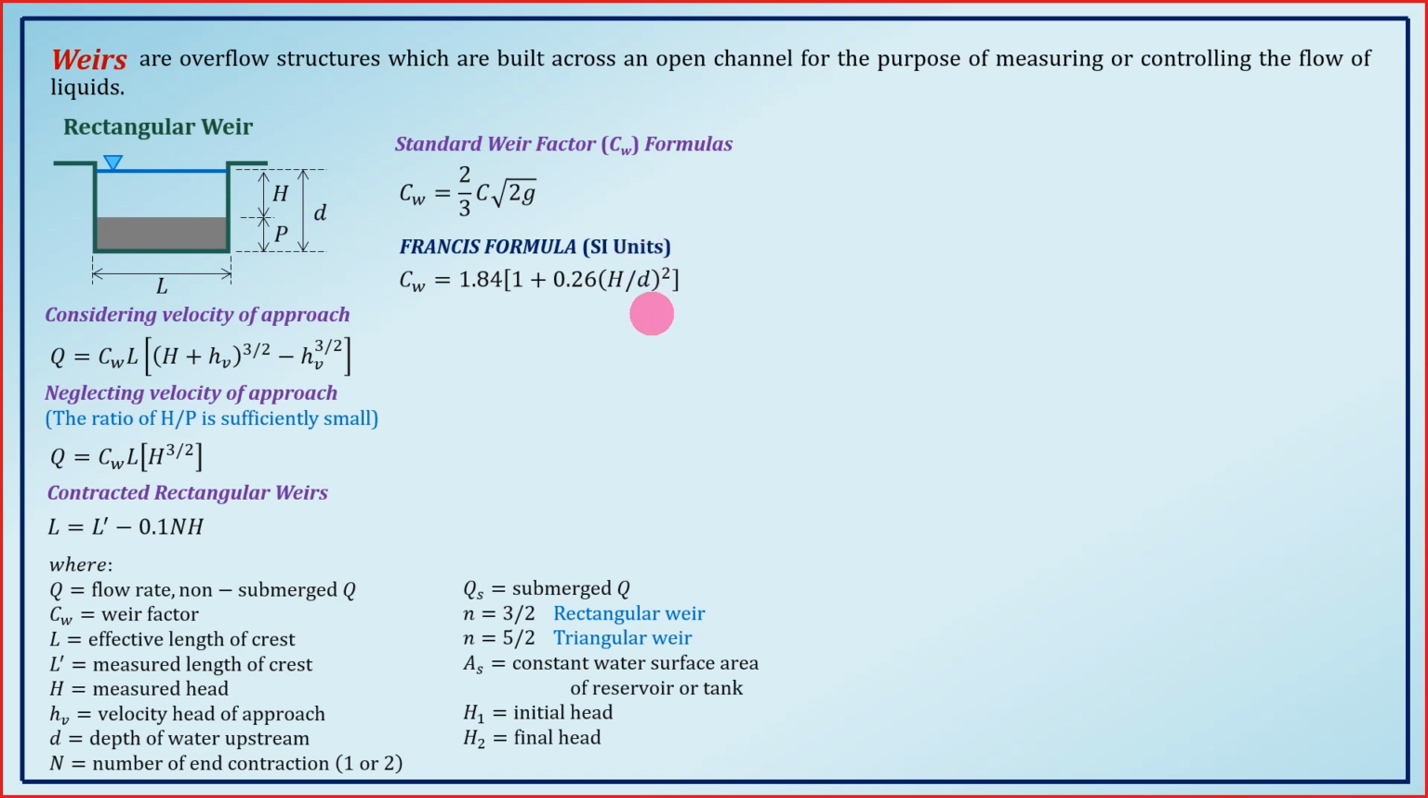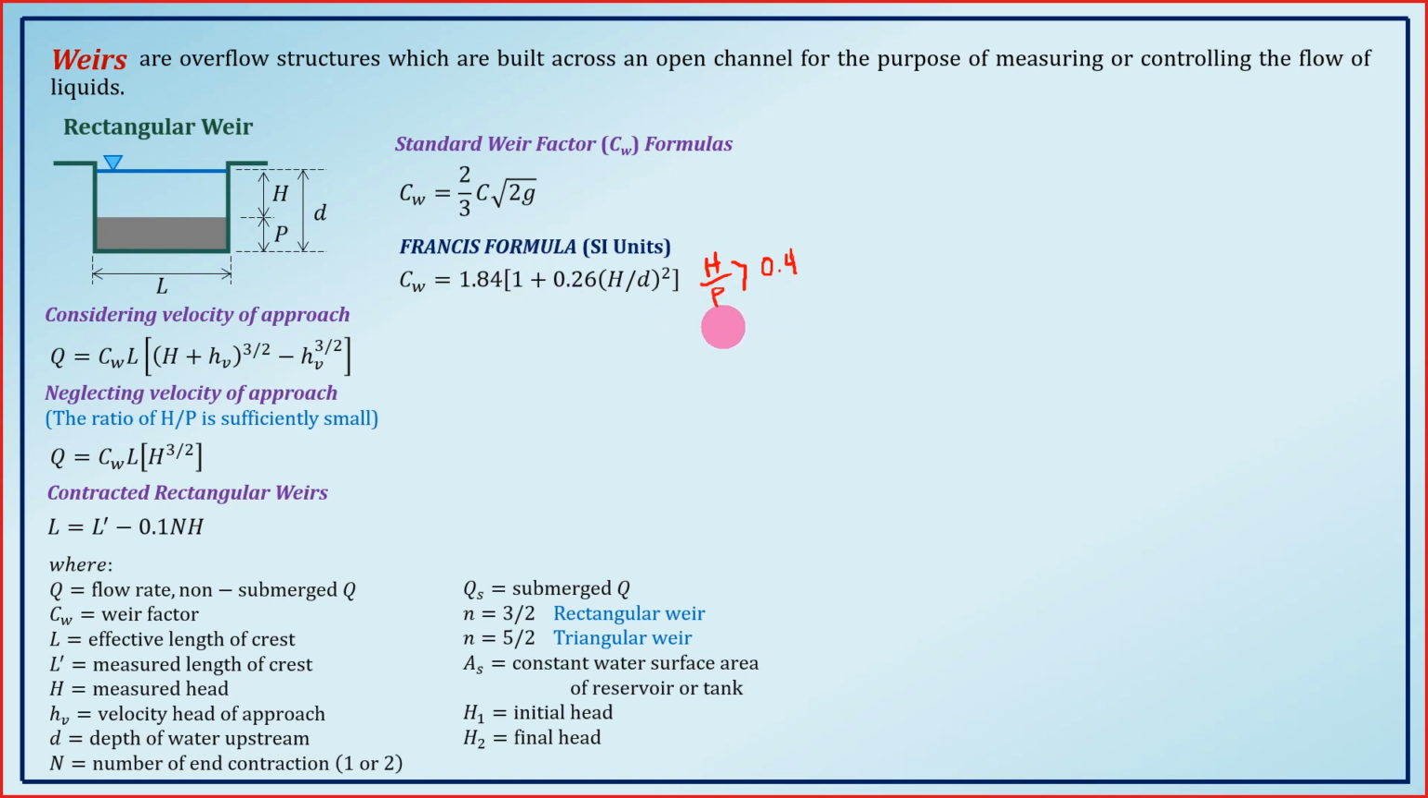So, standard kasi yung SI. So, CW is equal to 1.84 multiply to the 1 plus 0.26 ng H over D square. Now, this CW is used for this qualification na yung ratio ng H over P must be greater than 0.4. Kailangan ma-achieve mo to para magamit mo yung equation na yan.